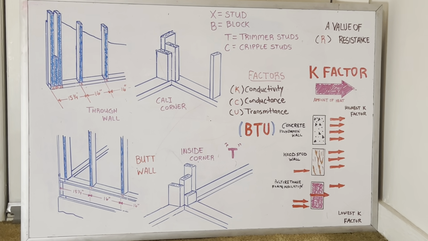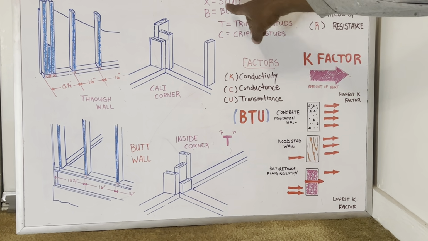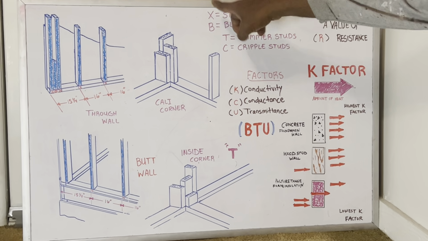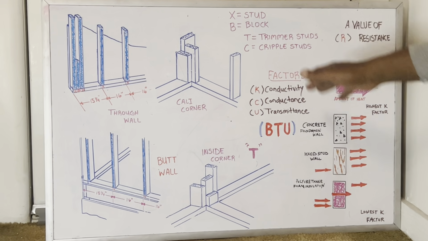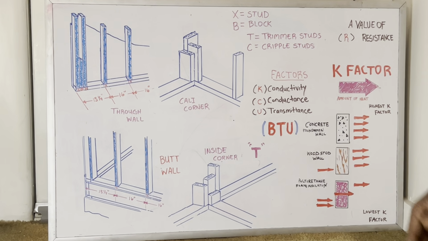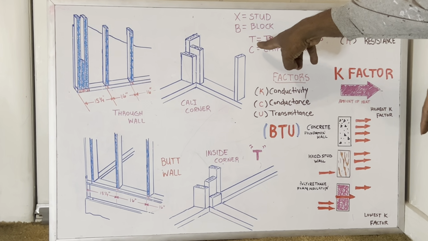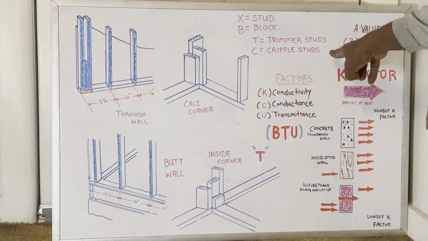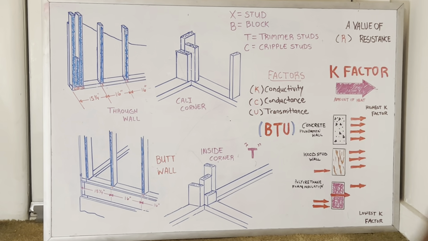First off, let's start with the ABCs of layout. If you look right here on my board, we've got X. X equals a stud. So anywhere you lay an X or you see an X in your layout, that means a stud. B equals a block. T equals trimmer studs. And C equals cripple studs.